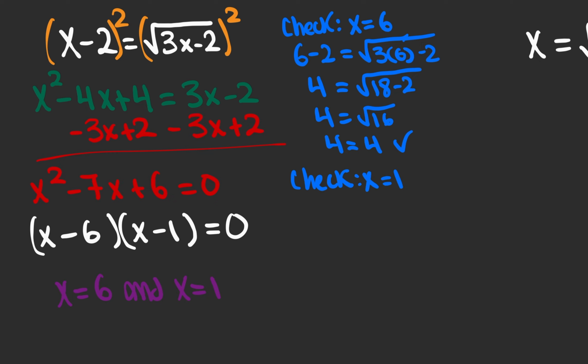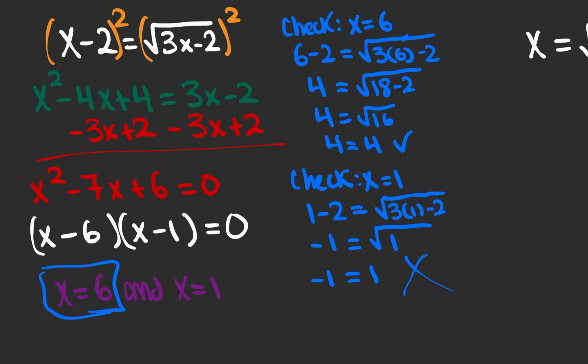All right, then we do the check for x equals 1. So we have 1 minus 2 is equal to the square root of 3, parentheses 1, minus 2. And this will leave us with what? Negative 1 on the left-hand side, and on the right-hand side, we have 3 times 1, which is 3. 3 minus 2 gives us 1. So we have negative 1 is equal to what? Well, the square root of 1 is 1. So this one does not check out. So the only solution that we have is going to be x equals 6. Let's go ahead and move on to a different question.